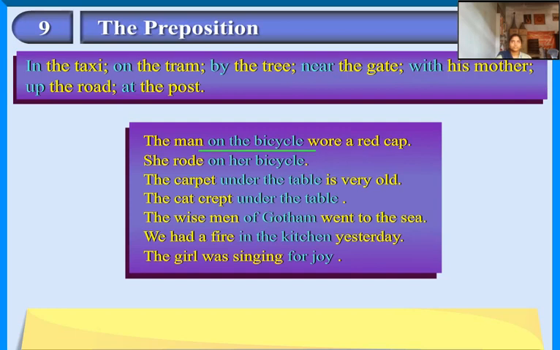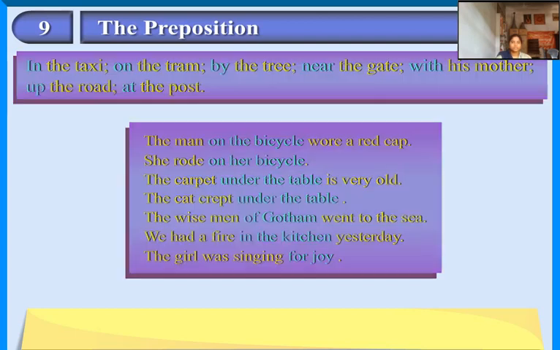The man on the bicycle wore a red cap. She rode on her bicycle. The carpet under the table is very old. The cat crept under the table. The wise men of Gotham went to the sea. We had a fire in the kitchen yesterday. The girl was singing for joy.